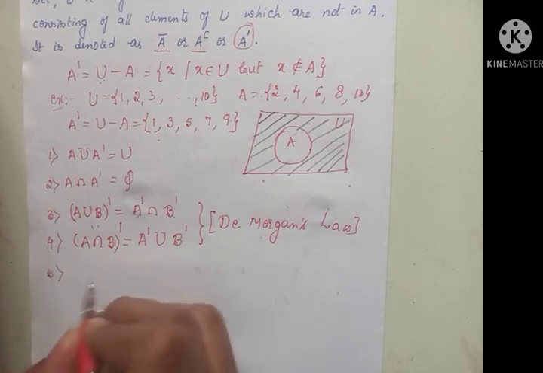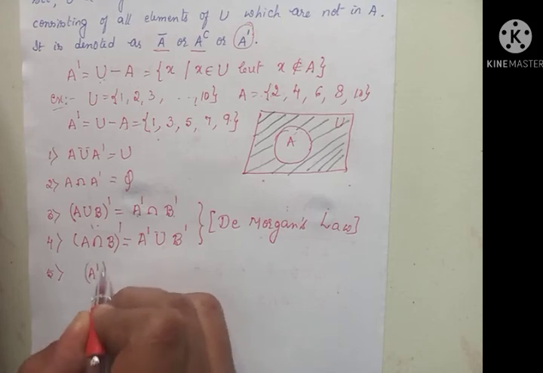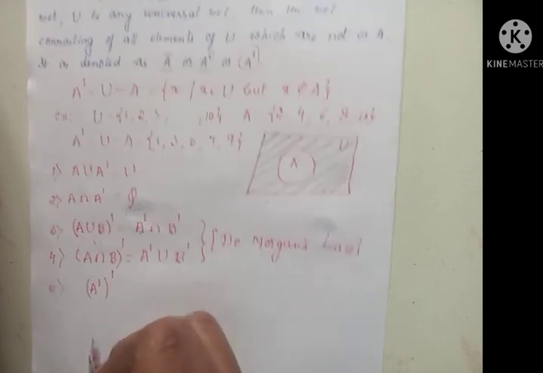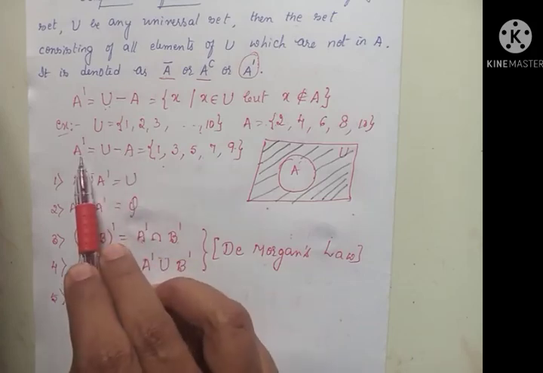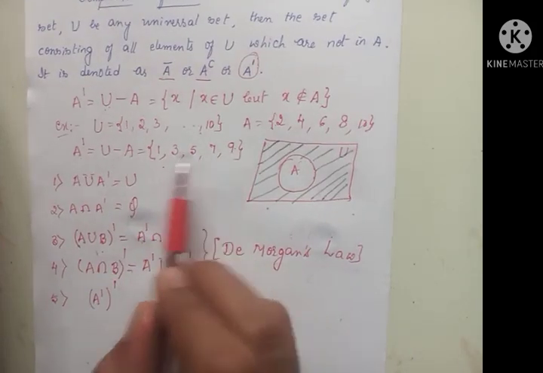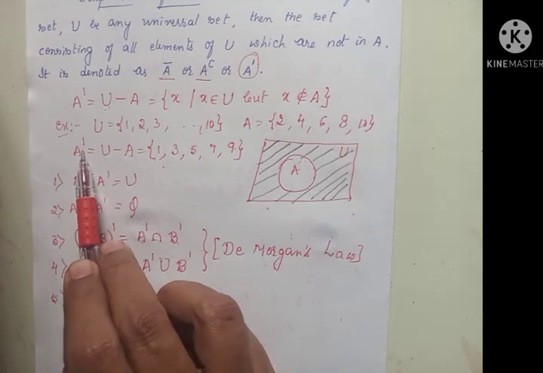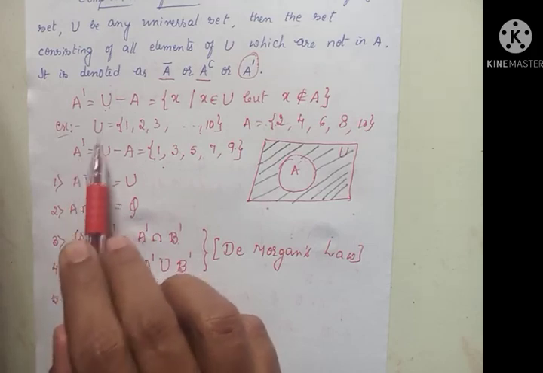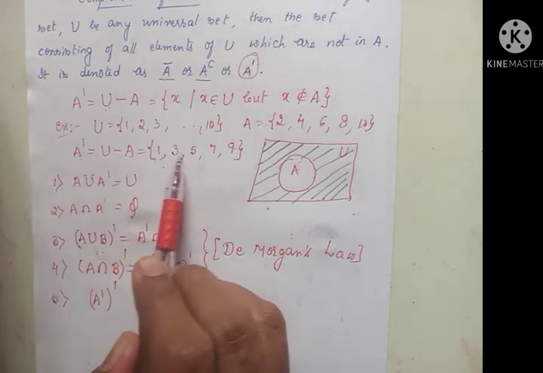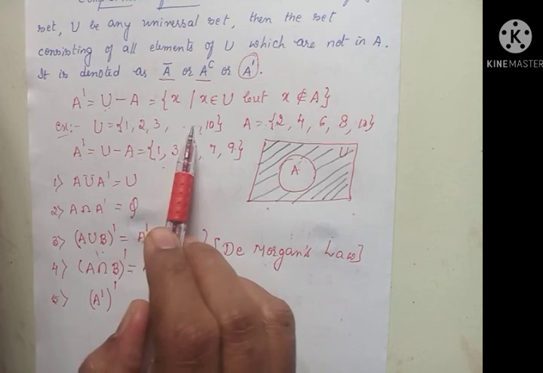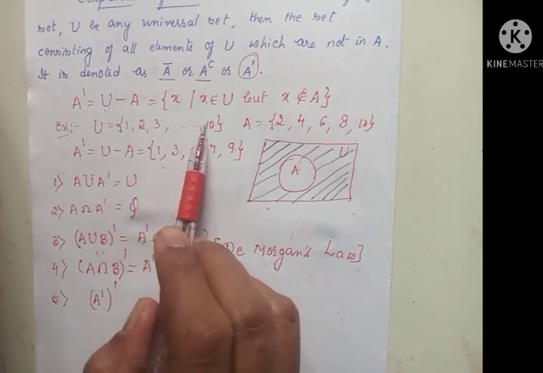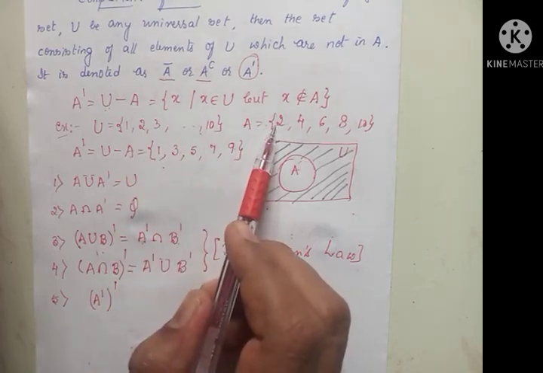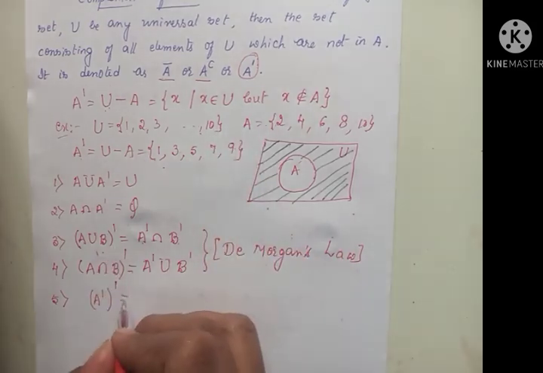The next property, A dash is there. If you take once again the complement, this is A dash, 1, 3, 5, 7, 9. If you take once again the complement of this, that is nothing but U minus A dash. What is U minus A dash? U minus A dash is nothing but, except these odd numbers, you have to write all the even numbers, isn't it? 2, 4, 6, 8, 10. That is nothing but A. Okay. Take one example and try all these properties. That will be clear.